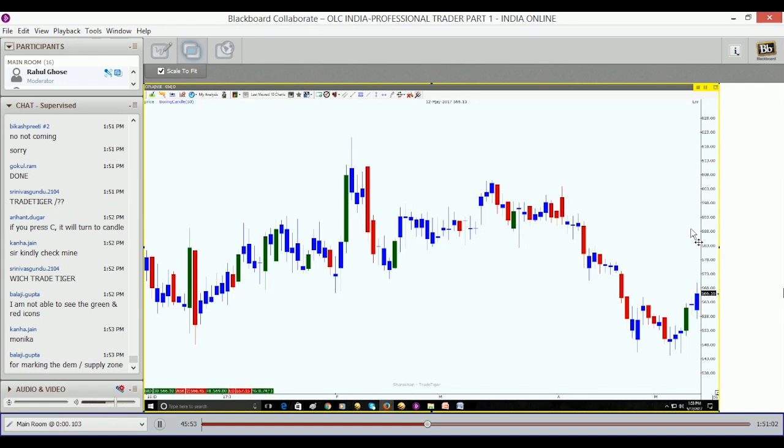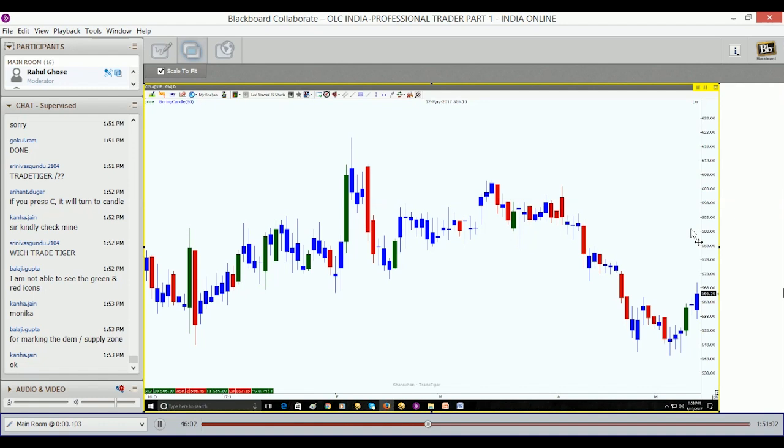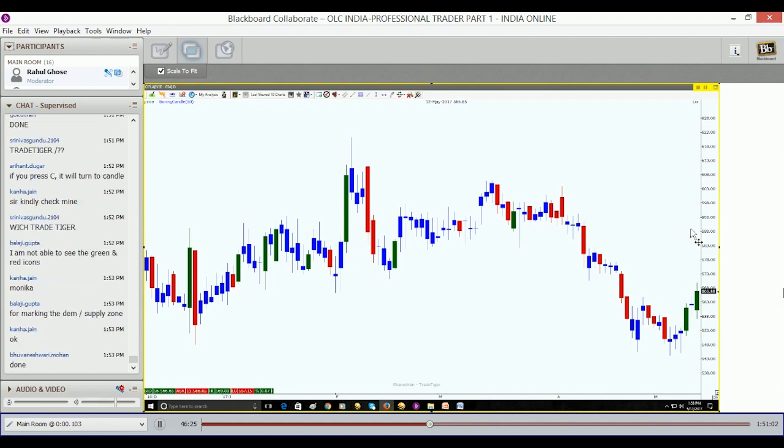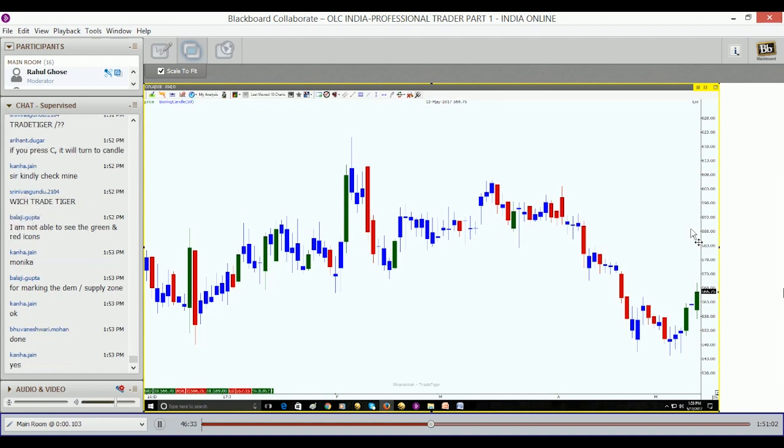No, so I'm just taking control of your system, Monica. And I'm showing it to you how it's done. Okay. I remove this and use my demand support tool. Select the demand zone, and from here to here, can you see from the lowest wick over here to the highest body over here? Yeah, lowest wick of the lowest base to the highest body of the highest base.